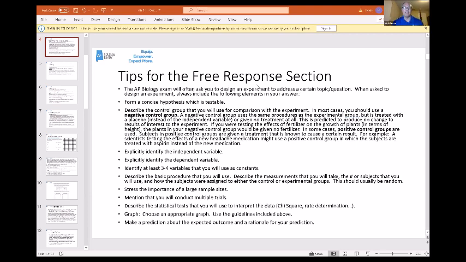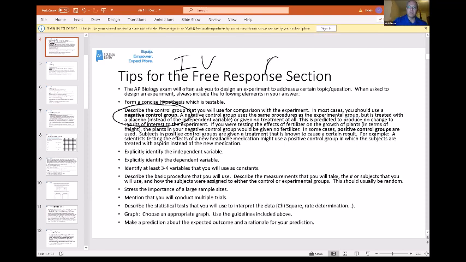And the thing that you're testing is not going to be given to the individuals in the negative control group. And we're going to talk briefly about 2 kinds of control groups, negative and positive. By far, the one you're going to deal with most often in AP Biology is a negative control group. This is essentially one that is not treated with the independent variable.